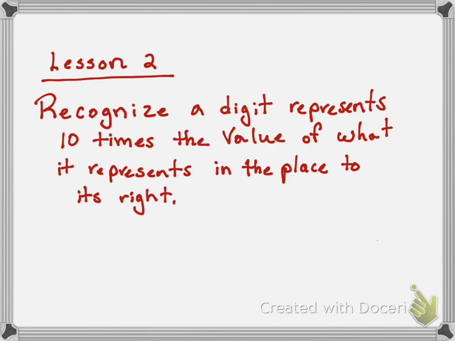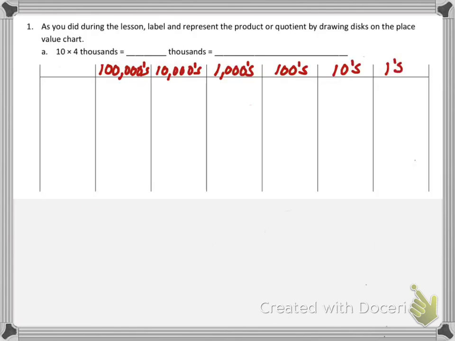Recognize a digit represents 10 times the value of what it represents in the place to its right. All right, so here is our problem. 10 times 4 thousands is equal to how many thousands, and which is equal to what? Just like we did in Lesson 1, we are going to use our drawing discs to help model this problem. Since we have 4 thousands, we need to put 4 discs in the thousands place.